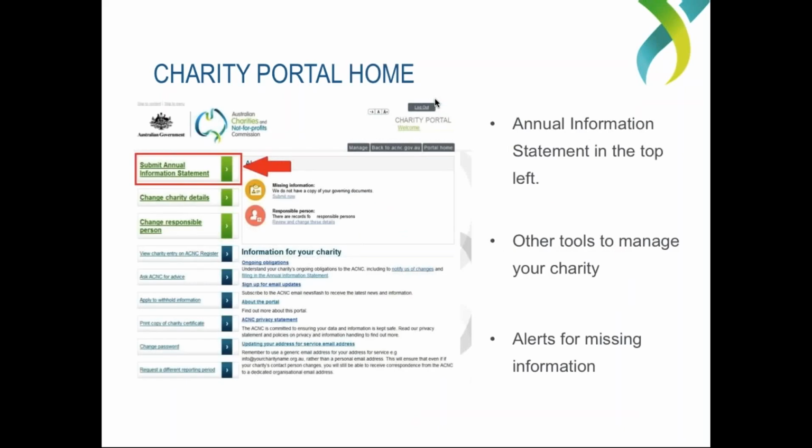From within the portal, you'll see a link on the top left-hand corner that says Submit Annual Information Statement. Pretty self-explanatory. Just click on that link and that'll take you through to the online form, and you can put in all your answers in there.